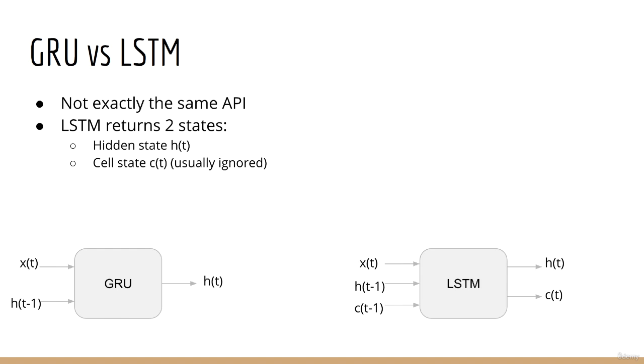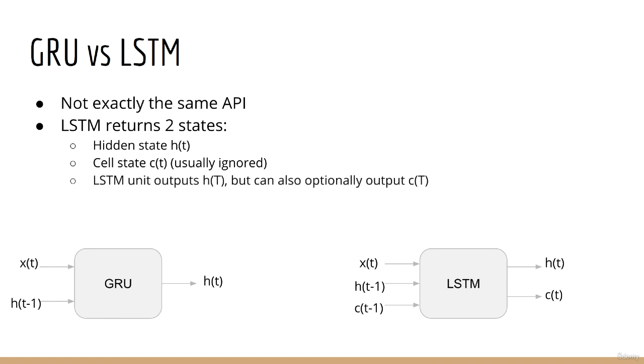For us, we will usually ignore the cell state, so you can think of it more like an intermediate value that you calculate, just like the gate vectors. So you calculate it, but you don't actually use it to pass on to the next layer. So even though the LSTM has an extra state, you can still think of it as having almost the same API as a simple RNN and a GRU.